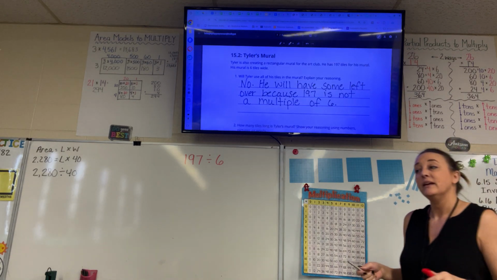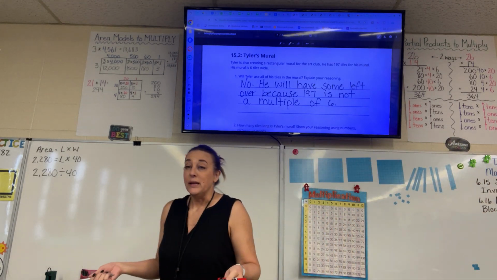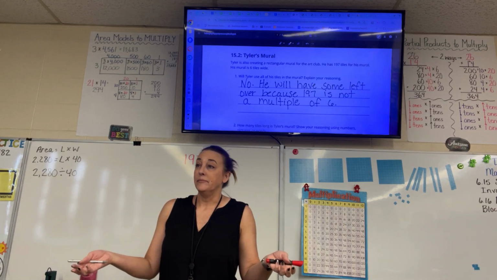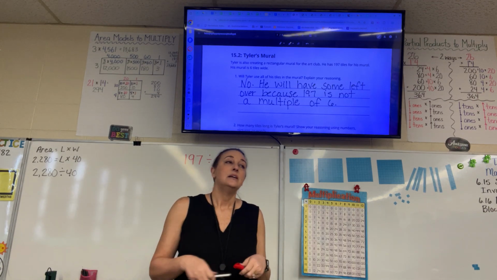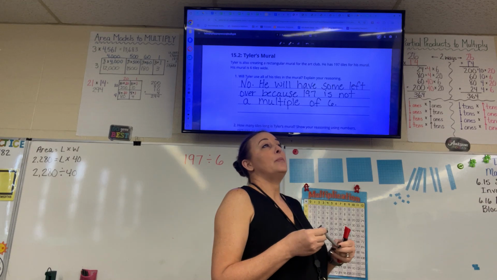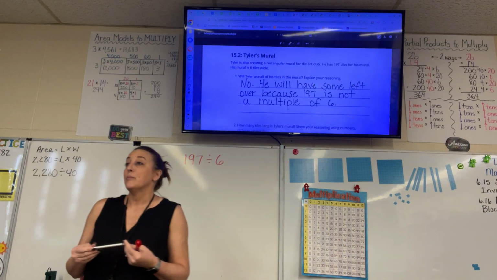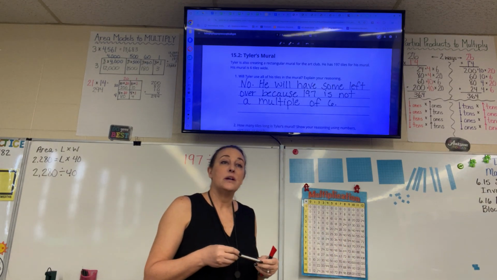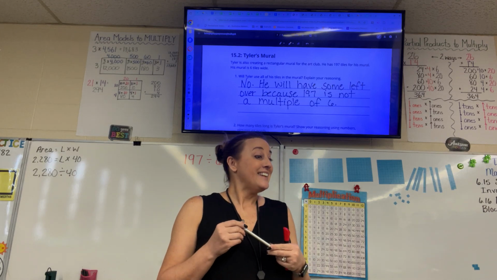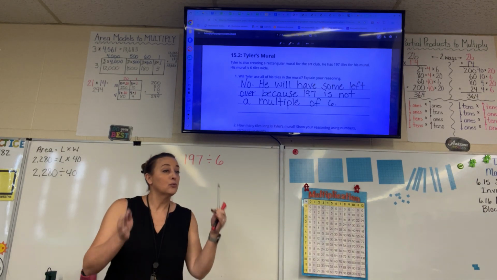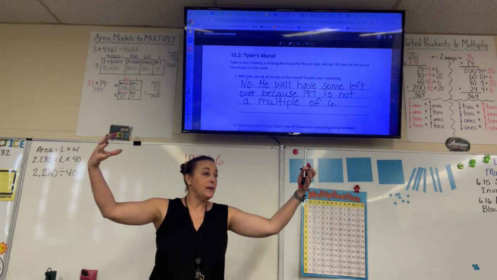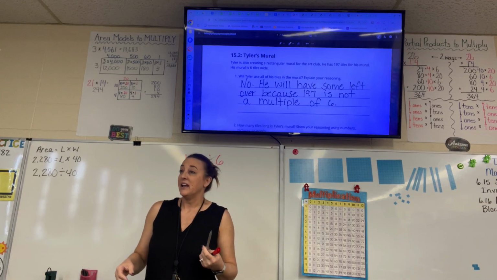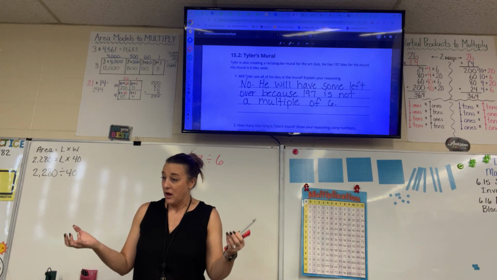So to be divided by 2 evenly, a number has to be what? Even. To be divisible by 5, a number has to have what in the ones place? 5 or 0. Yes. So there's all these little rules that help you look at a big number and say, am I going to have a remainder or not?